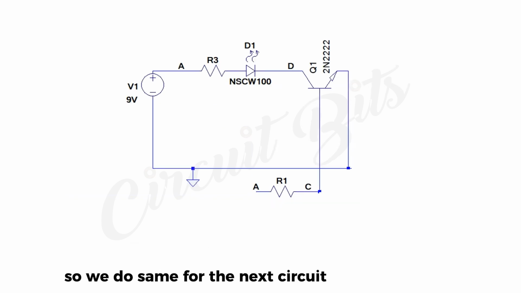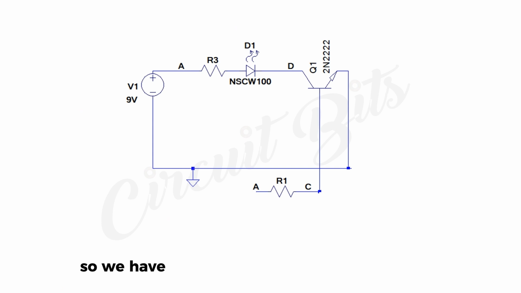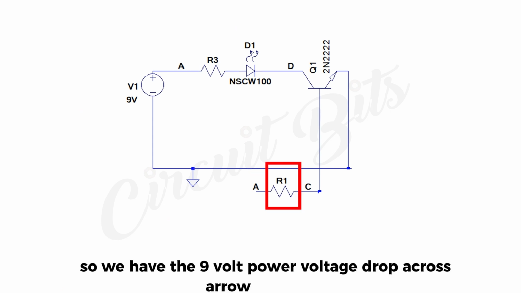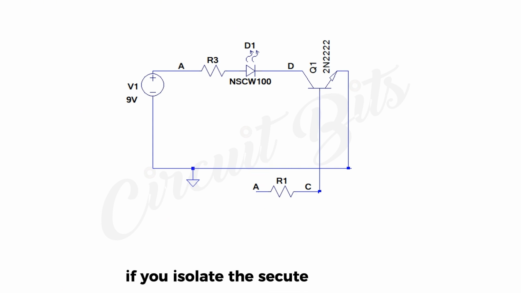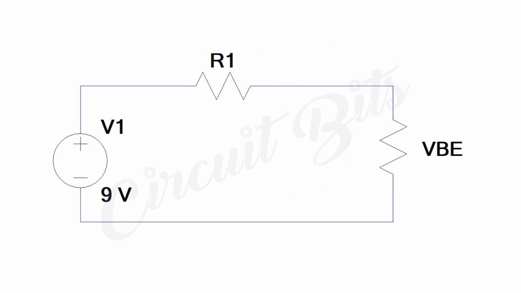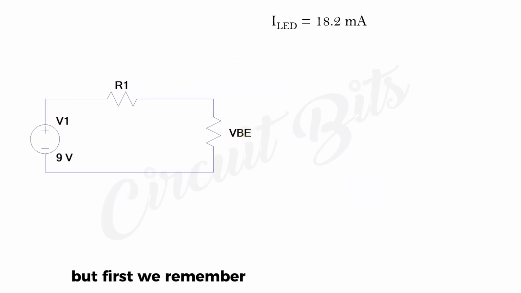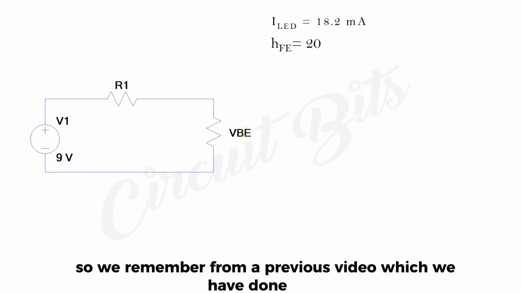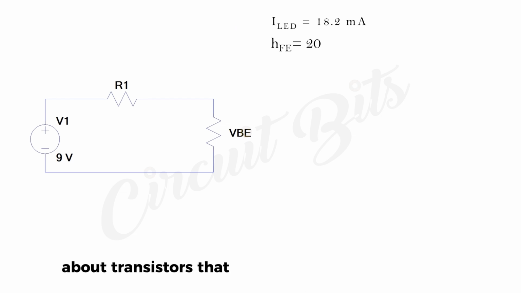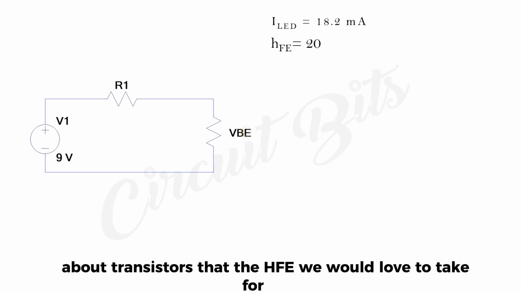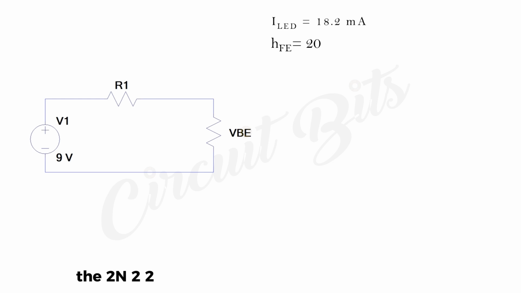So we do the same for the next circuit, so we can find R1. So we have the 9 volts power, voltage drop across R1 and VBE. If we isolate the circuit, we have this. But first, we remember our ILED is 18.2 milliamps. That's the current flowing through the LED. We're using a 2N2222 transistor. So we remember from a previous video which we have done about transistors that the HFE we would love to take for the 2N2222 transistor to ensure saturation is 20.